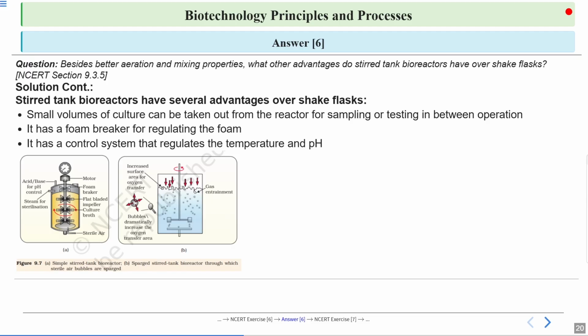So here you can see the bioreactors, the simple stirred tank bioreactor, right? Here you can see there is an acid base or pH control. There is a temperature control. You can control the aeration also, right? And the second one is the sparged stirred tank bioreactor, through which sterile air bubbles are sparged. So these are used for the production of the product at a larger scale.